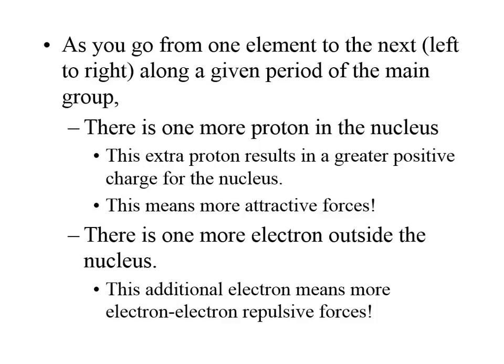Because as you're going across the same period, from one element to another, you're increasing the atomic number, the number of protons. If it's neutral, you're also increasing the number of electrons. So it seems to me, as you're going across, increasing protons, you should be increasing both your attractive forces and your repulsive forces. So why does it get smaller?